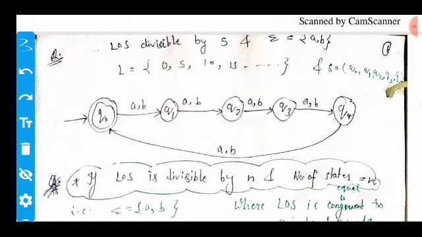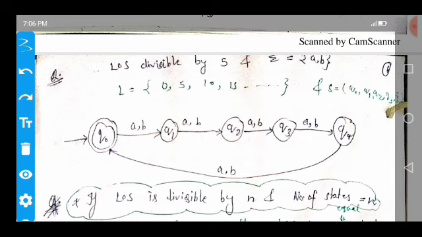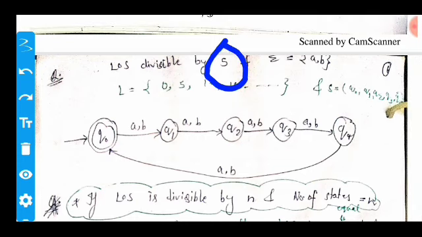Now move on to the next question. The length of the string is divisible by 5 and the input symbols are a comma b. So we know that when we have divisibility by 5, we get 5 number of states, because in the case of divisibility the number of states is equal to the divisor, and here it is 5. So the number of states is also 5, and here we represent the DFA to show all the states.